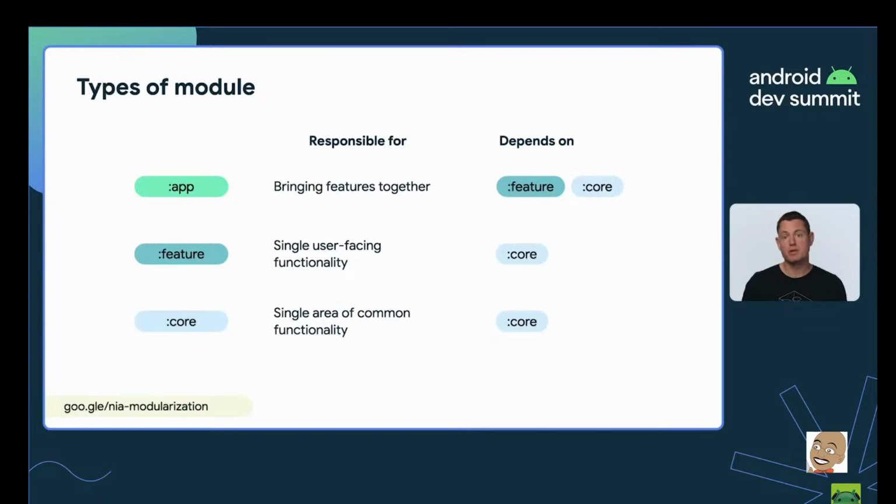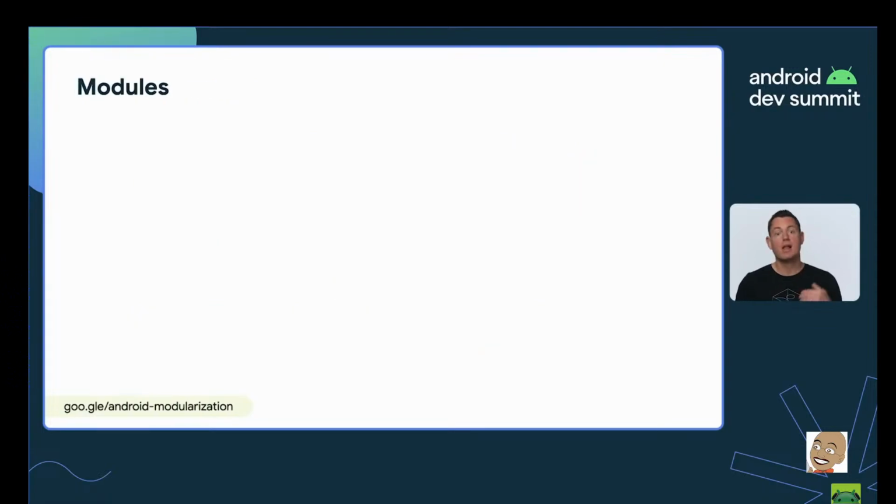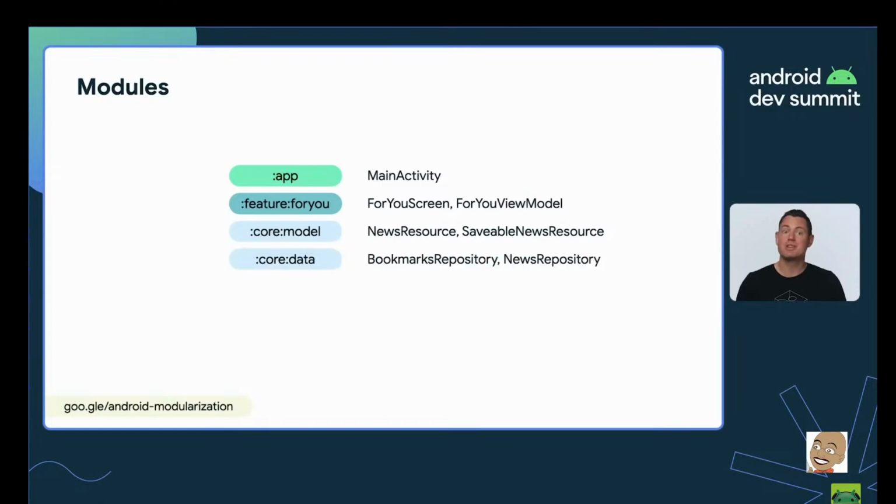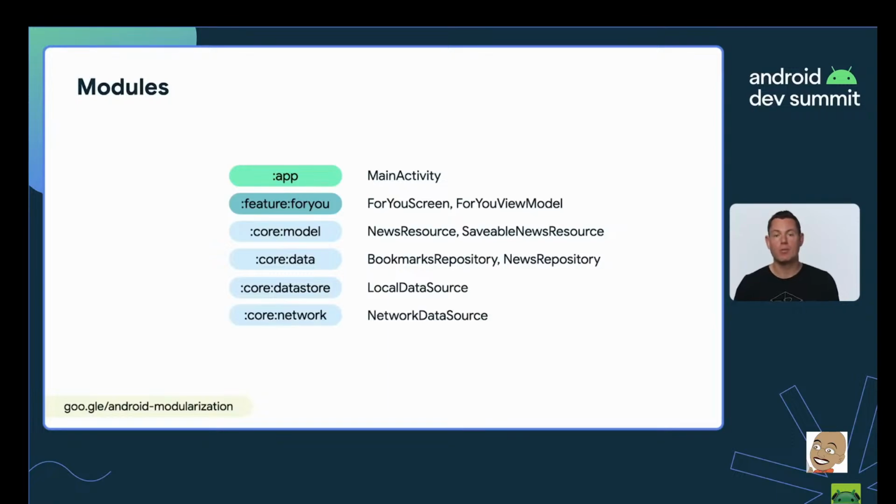For example, repositories are held in the data module and networking code in the network module. Let's figure out where our classes should go. Our main activity goes into our app module. Classes which are specific to the For You feature are moved into the For You feature module. Data classes, which are used by other modules, are moved into the core model module. Repositories go into core data, classes associated with local storage using data store move into core data store, and network classes move into core network.